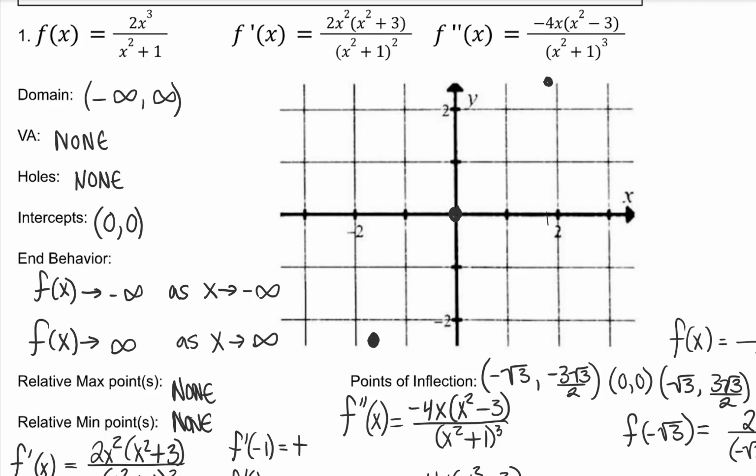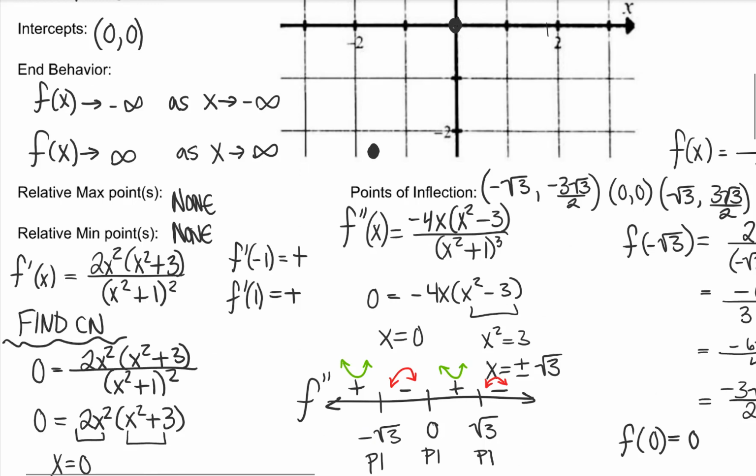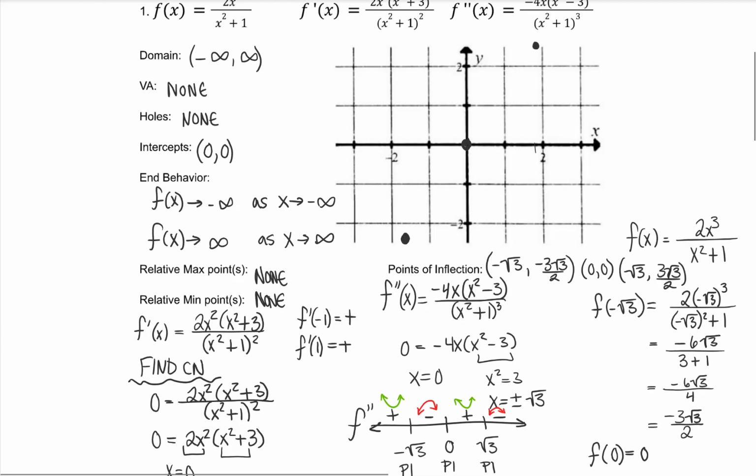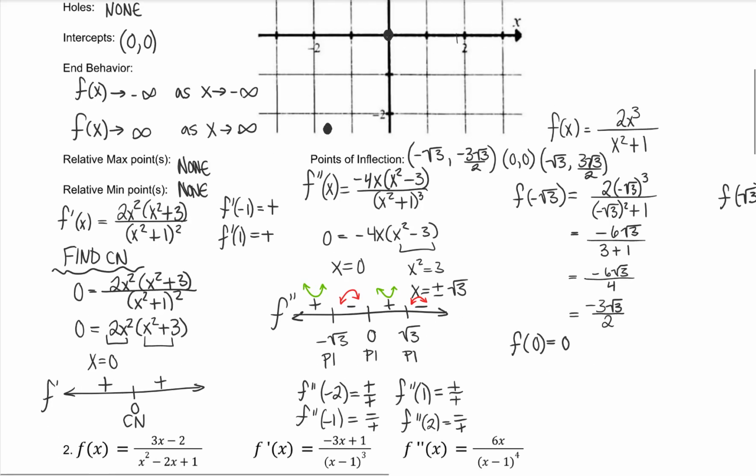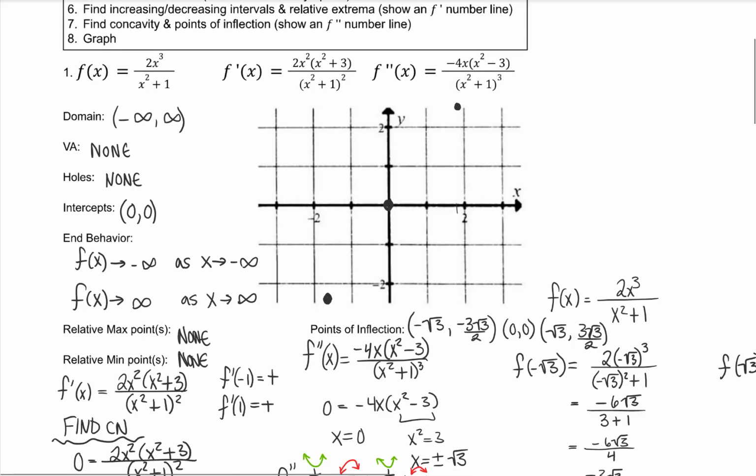Our other point of inflection is here. Let's check our intervals of concavity. Remember, from negative infinity to negative root 3, we are concave up. But then we look at the f prime number line, and we're increasing. This entire graph is going to be increasing. Remember, there are no relative extrema.